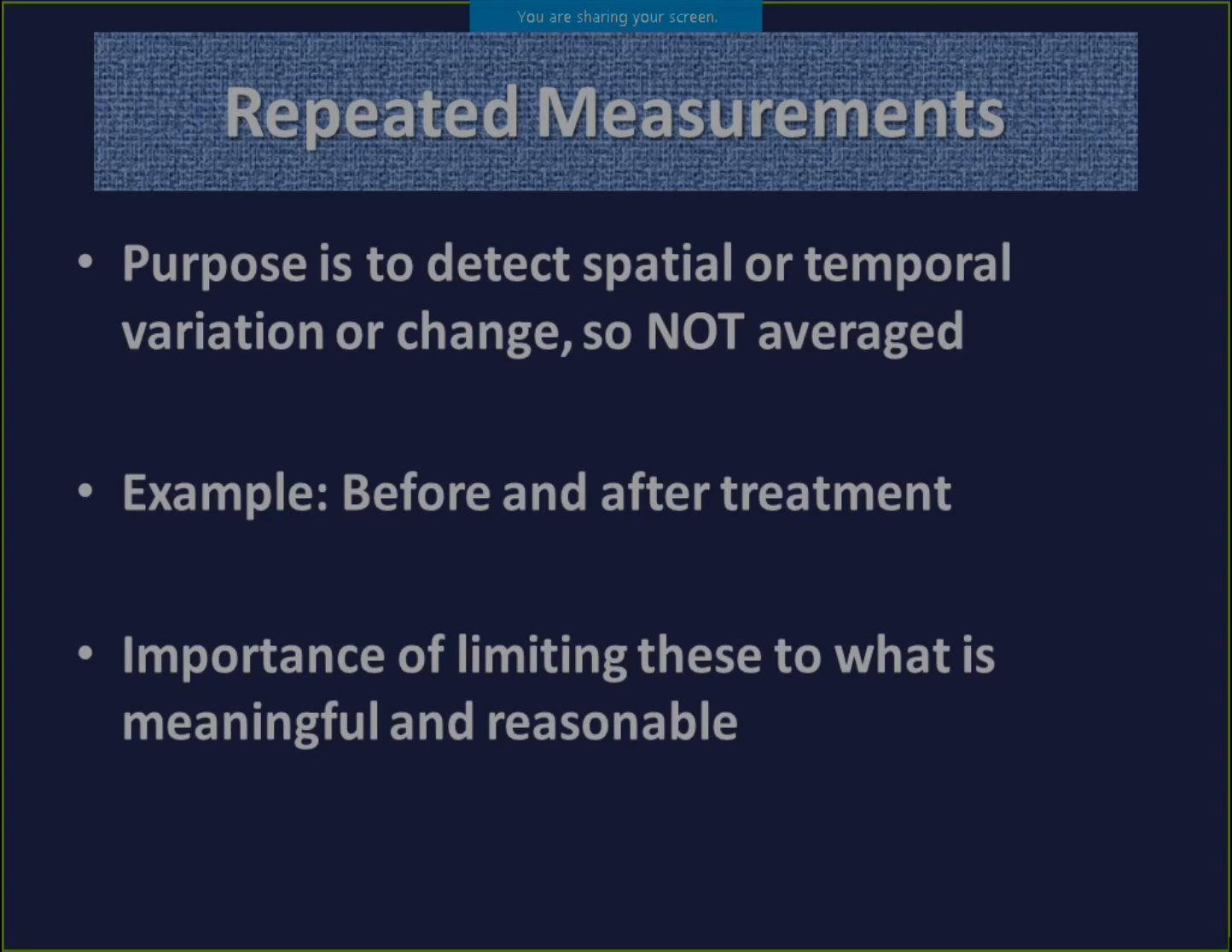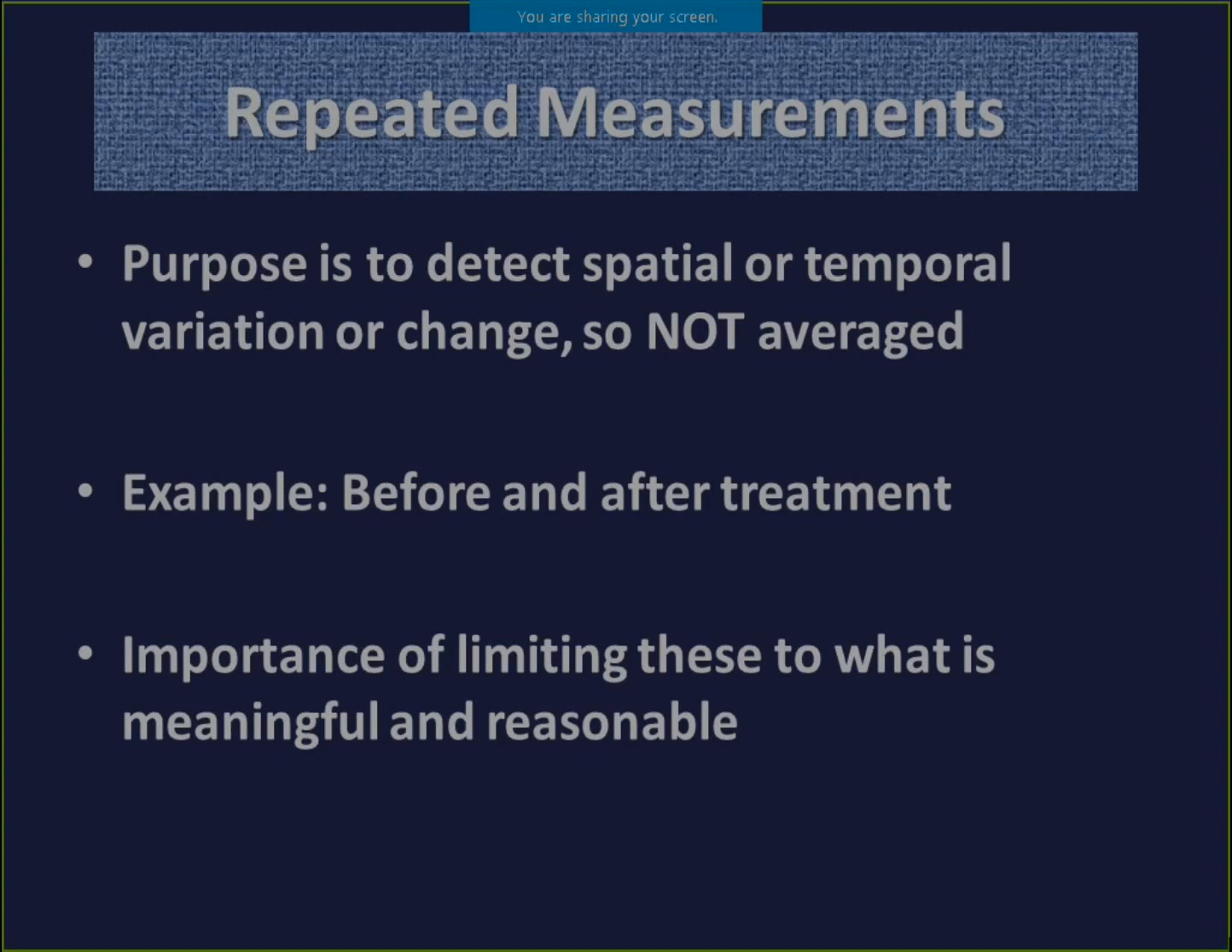For example, if you have no reason to think that there's any spatial difference, then you still might want to measure a spot on the interior and a spot on the edge of each specimen, but you're not going to want to measure 6 or 10 different locations. That just wouldn't make any sense. It's a waste of your time.